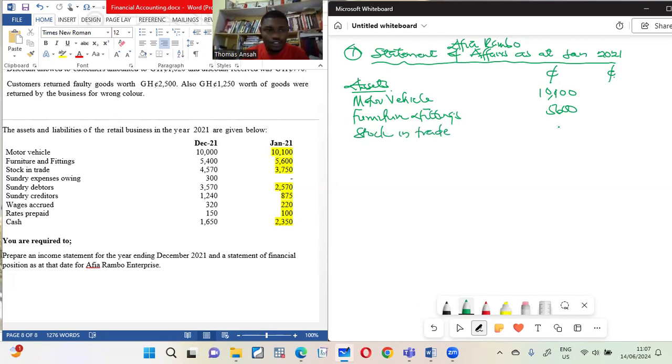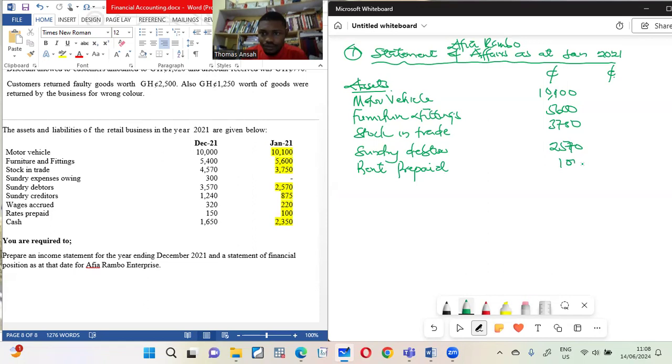Another name for that is trading stock, right? We have 3,750. We have expenses, so nothing is there. So we go on to do sundry debtors. Even if there was something there, it should have been a liability, right? Sundry debtors is 2,570. Then what else? Sundry creditors, that is a liability. Wages accrued, a liability. Rent prepaid is repayment, is an asset, because you have the right to receive your money back, right? So how much is that one?